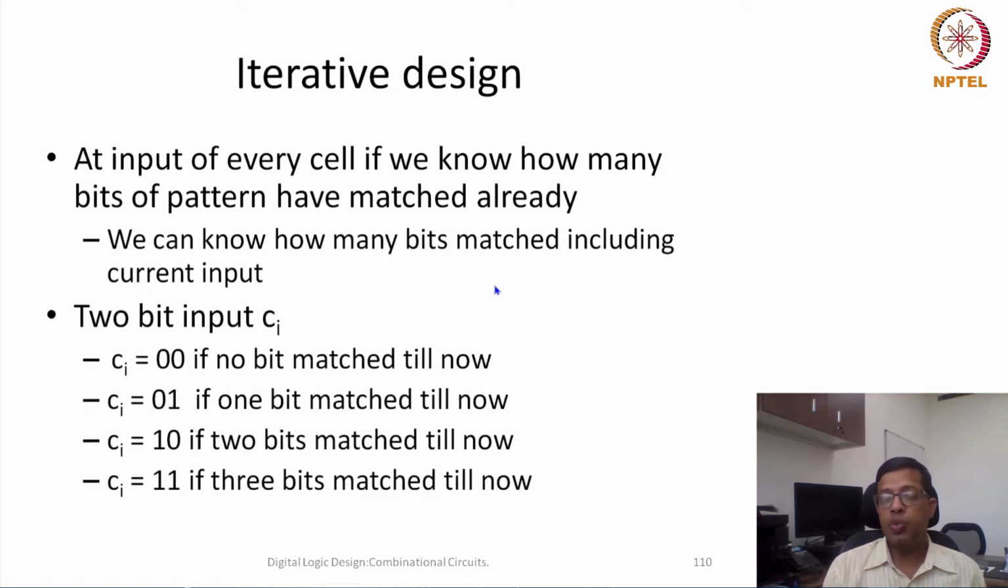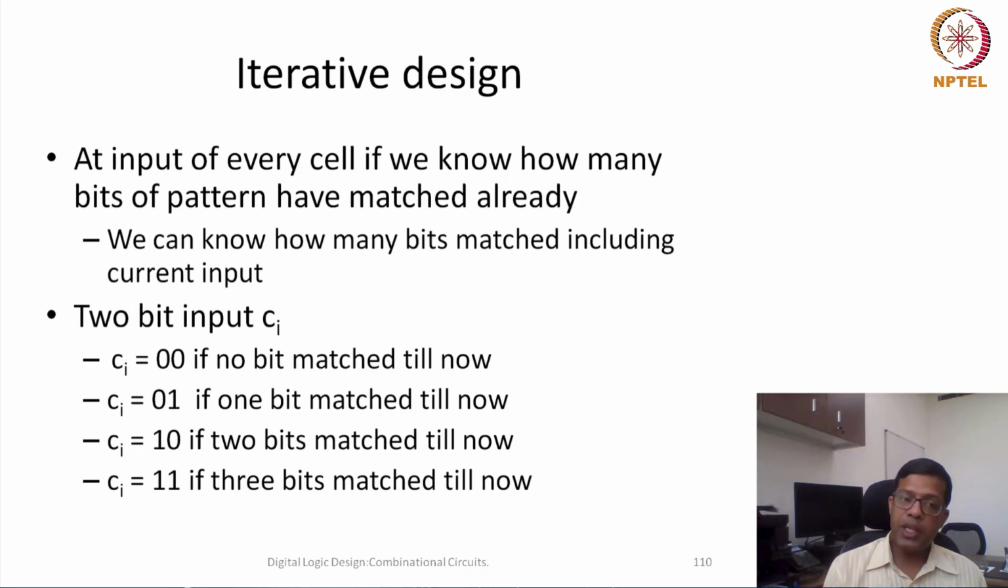So let me call these 2 bits Ci, and this is called encoding. This encoding could be independent of whatever we say, but let's keep it simple. We say that Ci is a 2-bit input as well as a 2-bit output. If Ci is 0 0, we say that no bit has matched till now, and if Ci is 0 1, we say only 1 bit has matched, and if Ci is 1 0, then we say 2 bits have matched till now, and Ci equal to 1 1 means 3 bits have matched till now.